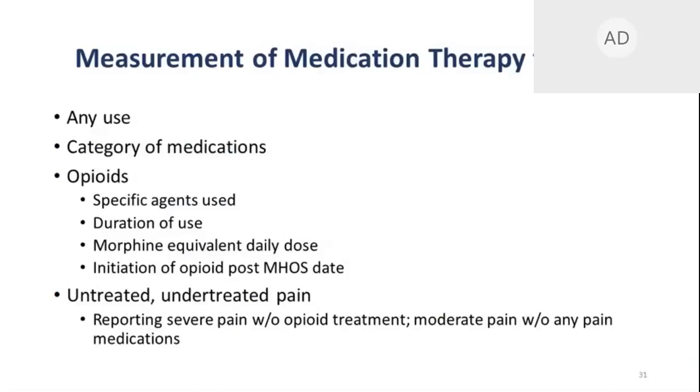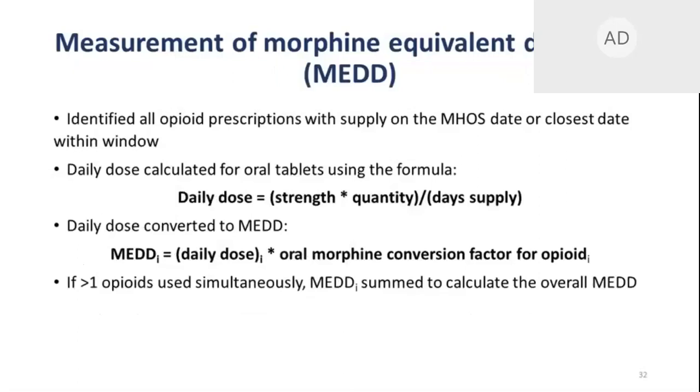We considered both measures of untreated and undertreated pain, particularly patients who are reporting severe pain and not receiving opioids, or patients reporting moderate pain without any pain medications. The morphine equivalent daily dose that I mentioned is a way of creating equivalence across different types of opioids because they do differ in their strength. So there are conversion factors that are used so that there's a common metric.